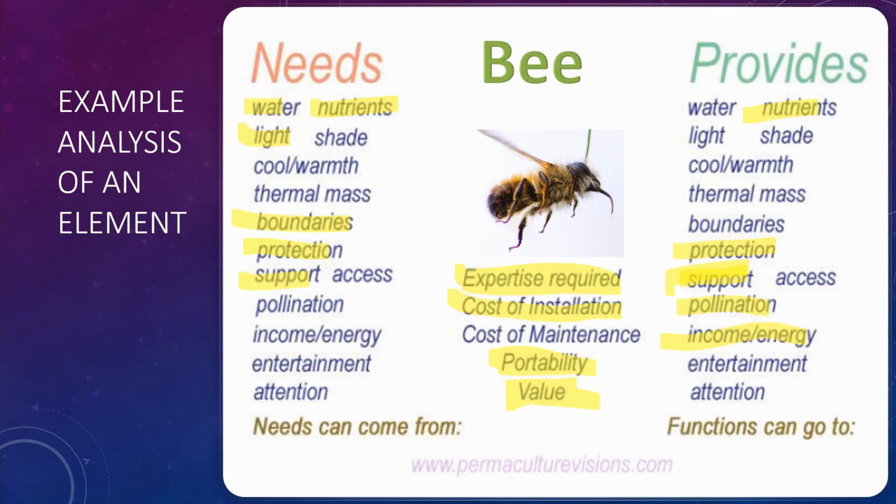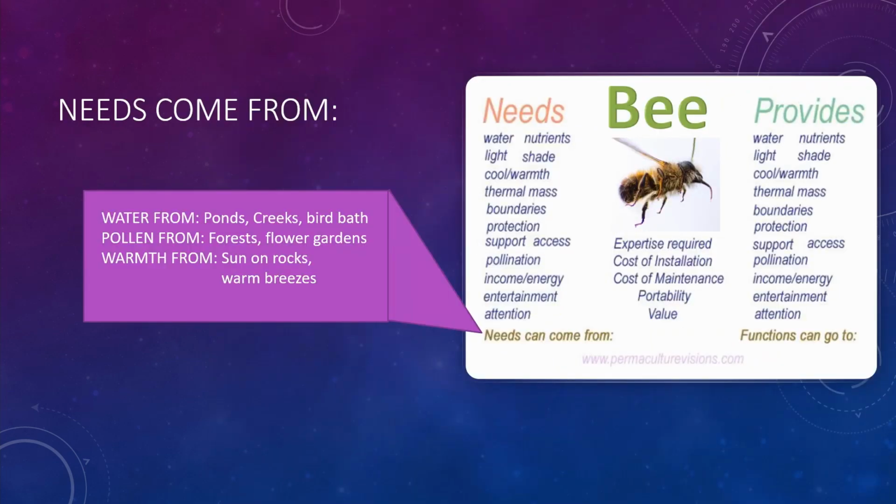Most people will think instantly, oh, the most important product from a bee is the honey, but it's not. Economically, the most important product of the bee is pollination. And a dead bee and the honey is nutrient, and for some people that's their income. So we see the needs could come from ponds and creeks and a bird bath for the water. For the pollen, it can get it from flower gardens or forest. And the warmth can come from warm breezes or the sun on the rocks behind the hive.